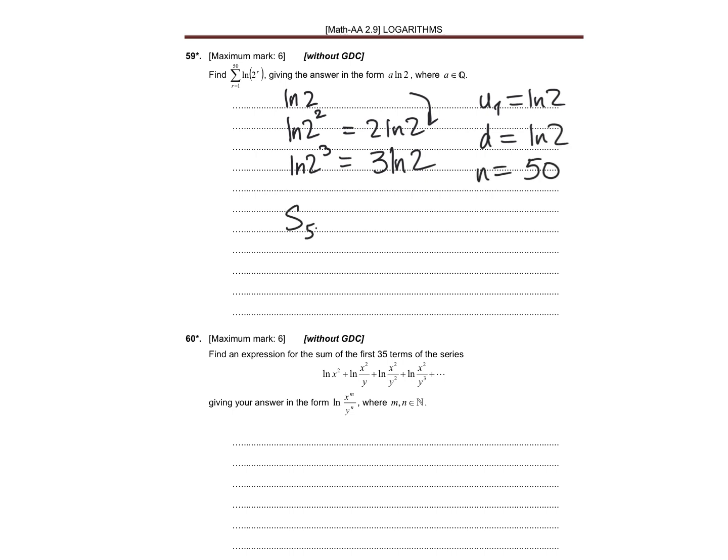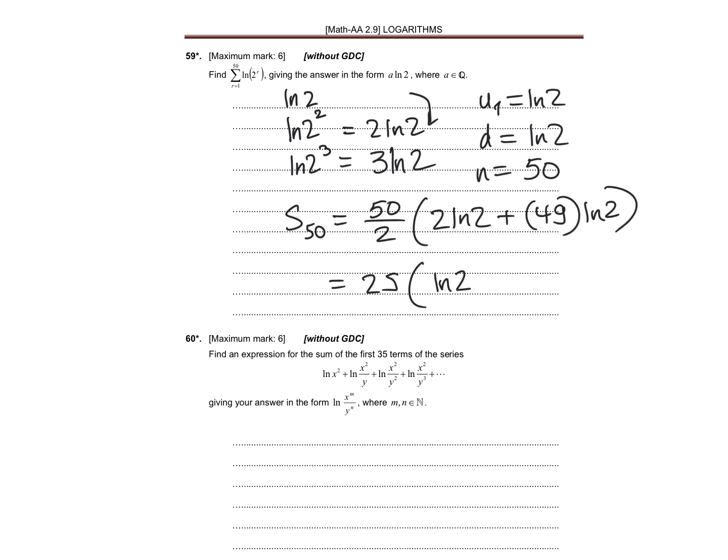So we've got the sum of 50 terms. It's arithmetic, 50 over 2, 2u1 plus n minus 1 times d. And this one, 25, natural log 2 squared plus natural log 2 to the 49. And we can multiply natural log 2 squared times 2 to the 49. We add exponents. So 51 times 25 natural log 2.